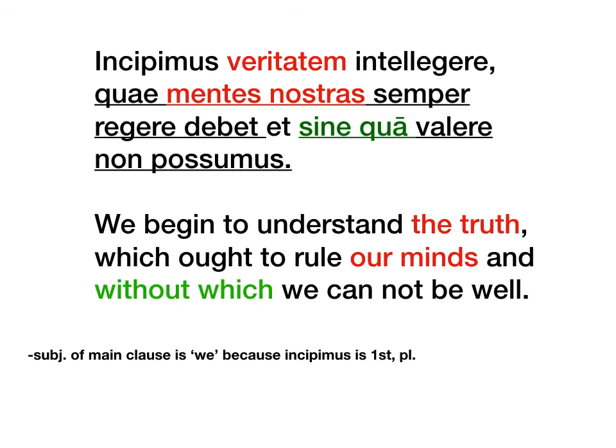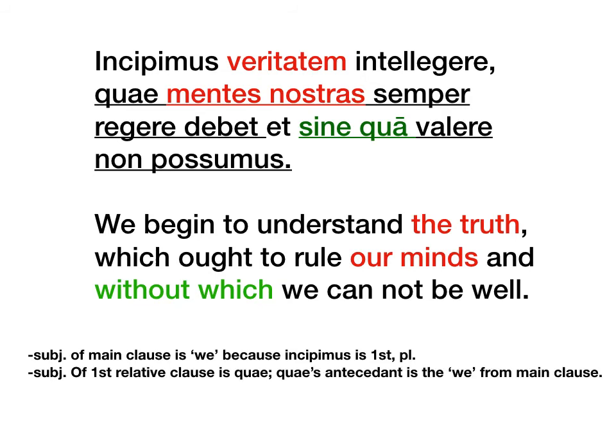So let's break this down, because we basically have three little grammatical sections that are largely separate. The subject of the main clause is just we, because incipimus is first person plural. I'm looking at the bullet points at the bottom. The subject of the first relative clause is quae. Quae's antecedent is the we from the main clause. That's incorrect. It's actually veritatem, the truth. But I'm so far in this video, I'm going to keep going, so don't write that second note.